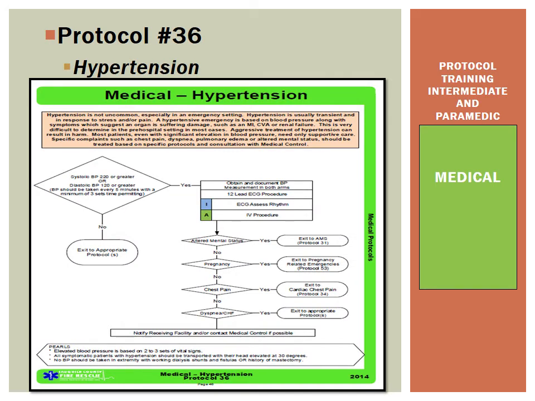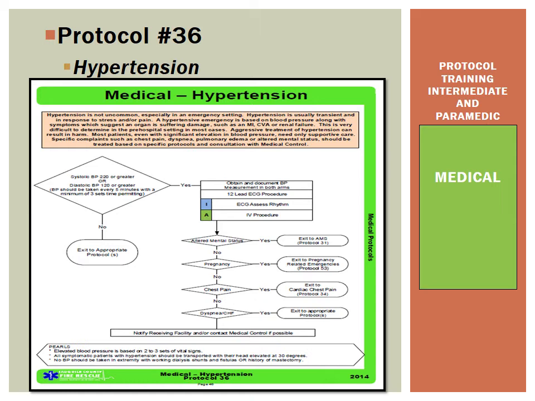Protocol 36 is our hypertension protocol. No new treatment within this protocol for hypertension in your patients. Just a note on hypertension, it's not uncommon, especially in an emergency setting. It's the body's natural response to stress or pain. A hypertensive emergency is based on blood pressure along with symptoms. These symptoms suggest an organ is suffering damage, such as an MI, a CVA, or renal failure.